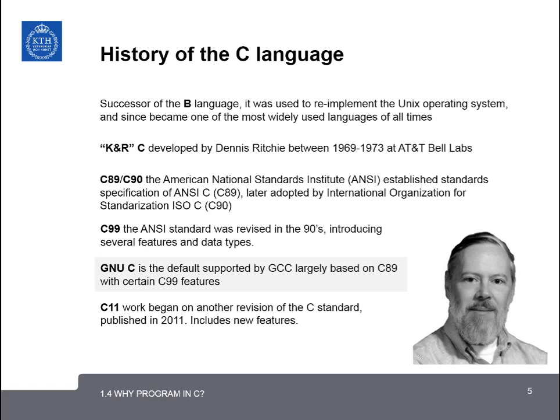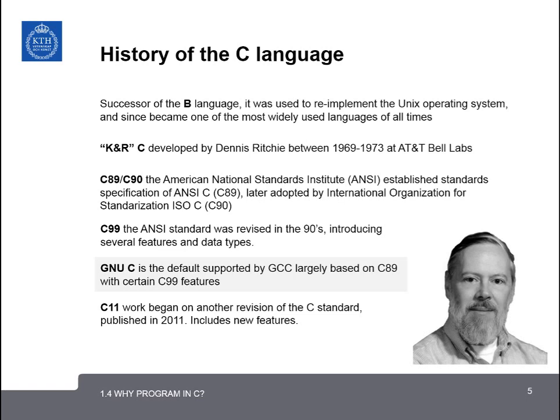In 1989, the American National Standards Institute, or ANSI, established a standard specification of ANSI C, C89, which was later adopted by the International Organization for Standardization, or ISO-C, C90. In 1999, the ANSI C standard was revised, introducing several new data and feature types, giving us C99.